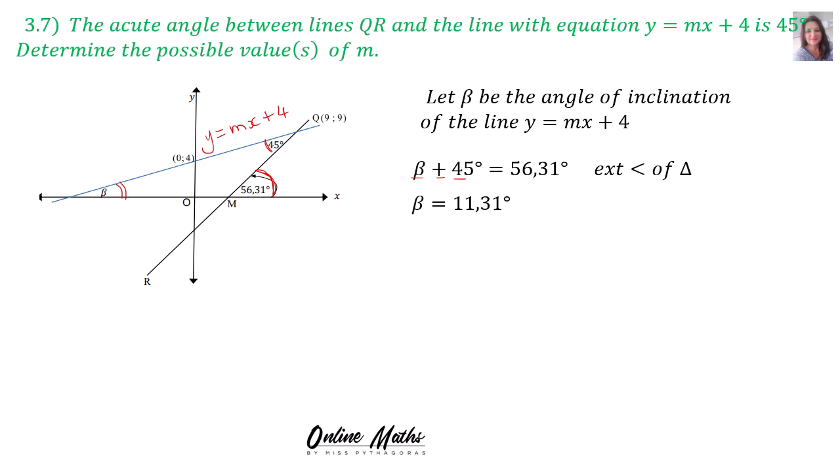So how can we convert the angle to gradient? We said it's the angle of inclination, so that's our little formula: m = tan beta. In beta's place, you substitute 11,31, and you don't use shift. You just enter tan 11,31 into your calculator, and therefore the gradient is 0,2. So in other words, that line's equation will be y = 0,2x + 4. In the next slide, we'll deal with the negative one.